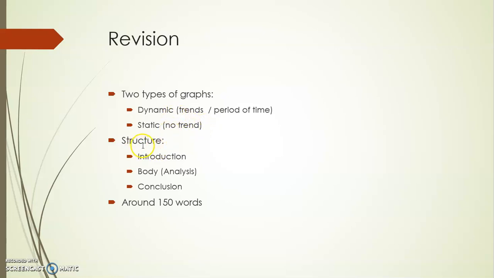The structure for task 1 is the same. It should be written in 3 different sections or 3 different paragraphs, which are the introduction, the body, and the conclusion. You can write it in just one paragraph, but to make things easier, arrange them in 3 different paragraphs so that it's easier for us to assess your essay. The analysis should be around 150 words. So let's look at the dynamic graph.